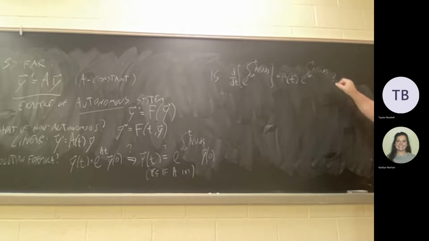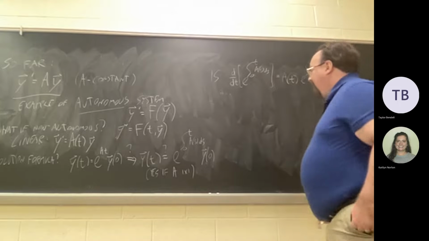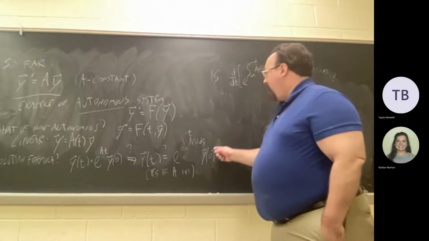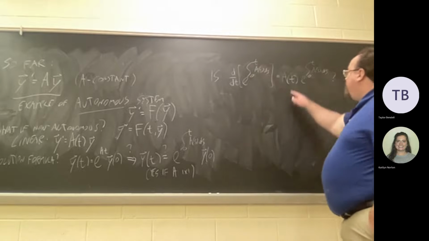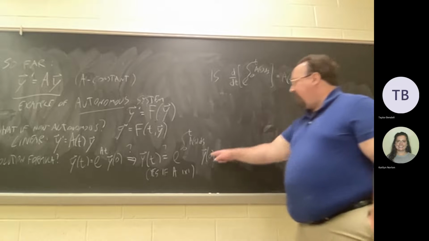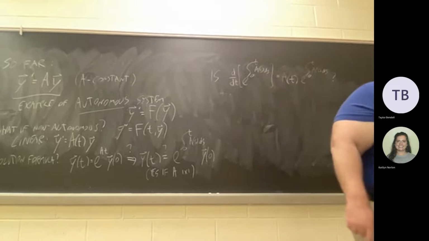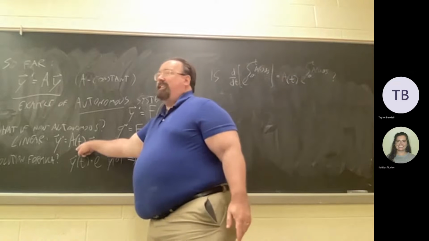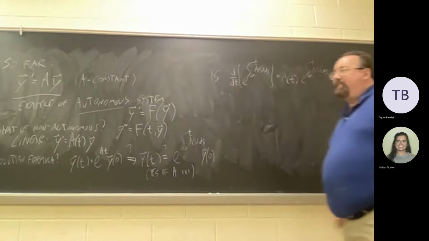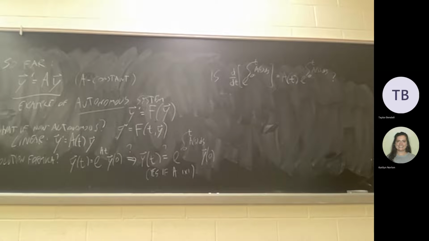Okay. So if we can verify that, then yes, this is a valid solution formula. Because I'm saying this is the solution, so I take the derivative of it, and I should get A of t times the same exponential times y0. In other words, A of t times the solution itself. Therefore, it would satisfy that. So, does that happen?